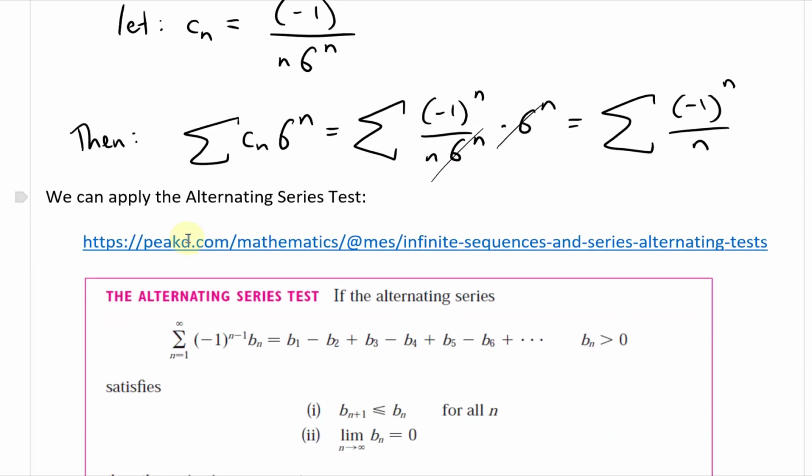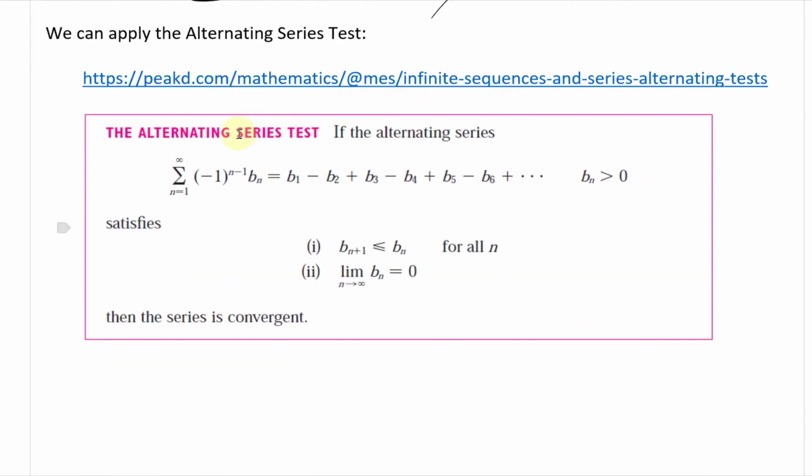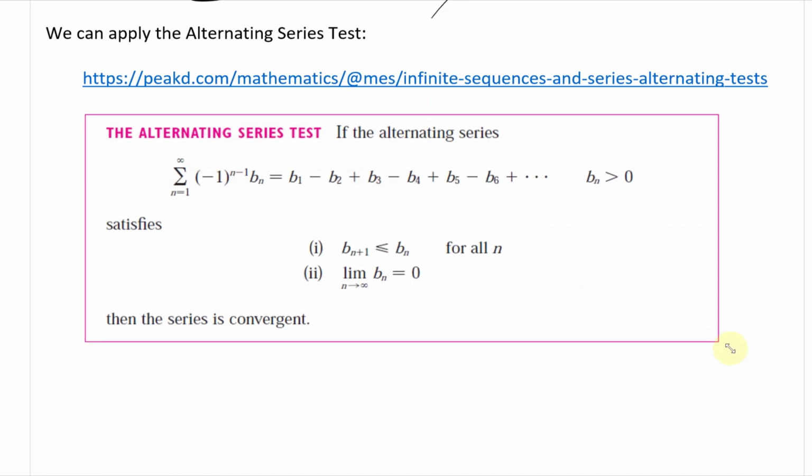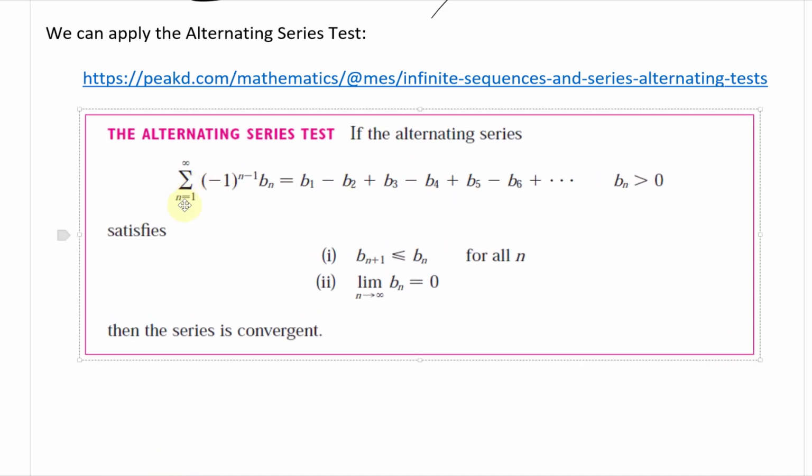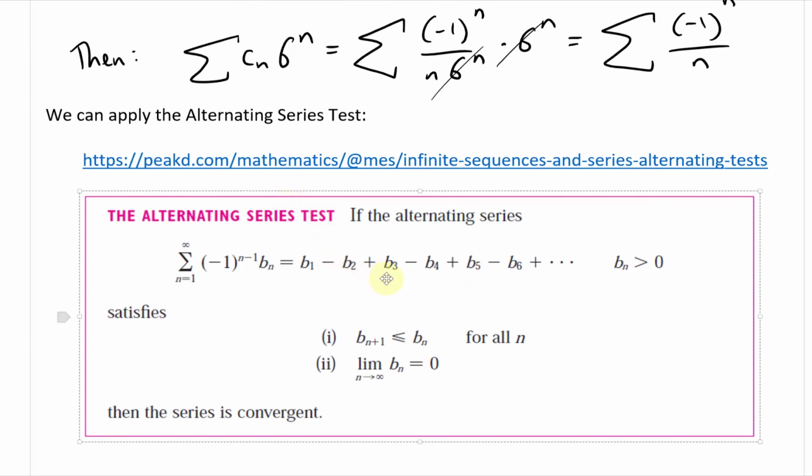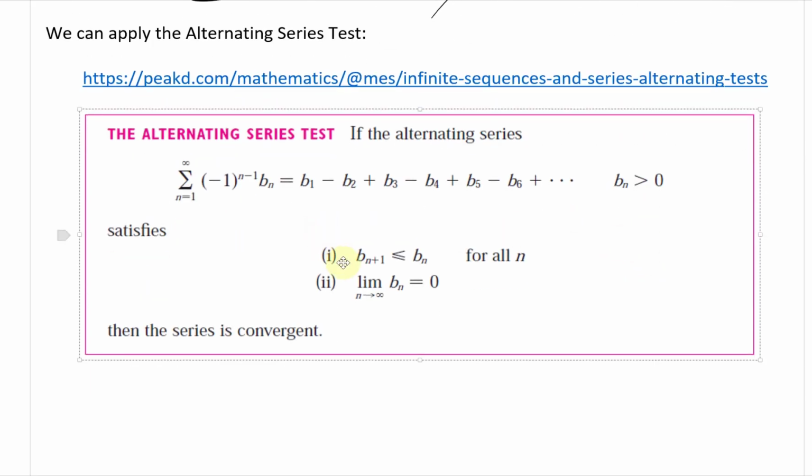And here we can check the convergence, so we can apply the alternating series test. Just a recap from an earlier video on the alternating series test: if the alternating series, the summation from n equals 1 to infinity of (-1)^(n-1) b_n equals b1 minus b2 plus b3 minus b4, etc., alternates, and b_n is always positive, greater than 0, and b_(n+1) is less than or equal to b_n, so it's always decreasing for all n, and the limit as n approaches infinity of b_n equals 0, then the series is convergent.